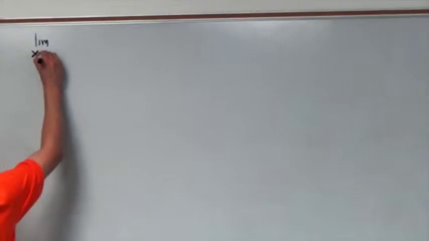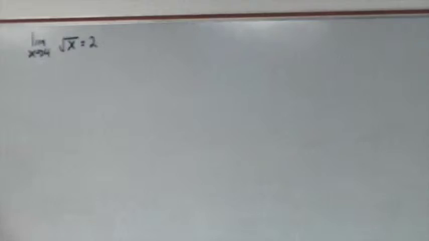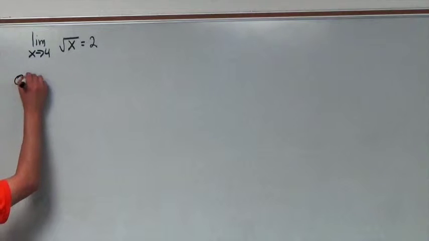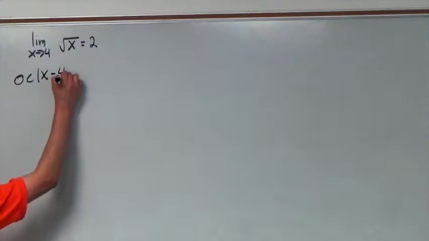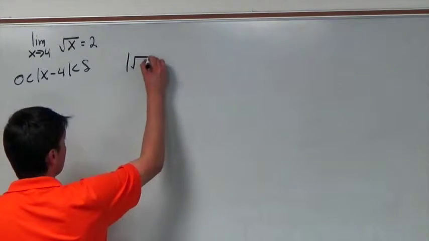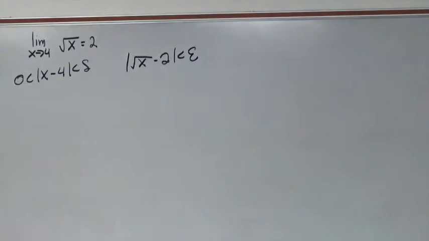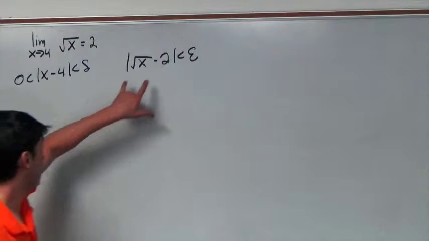If x is getting close to 4, the square root of x should get close to 2. So again, set up the two inequalities. The first one, absolute value of x minus c less than delta. And the second inequality, less than epsilon. So somehow we have to factor out an absolute x minus 4 from a square root of x minus 2.